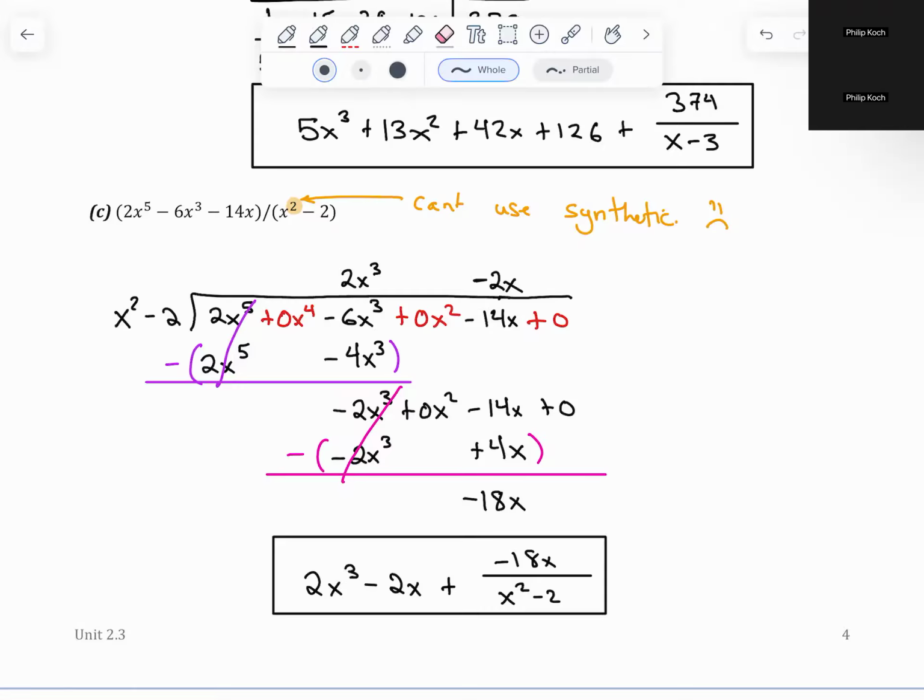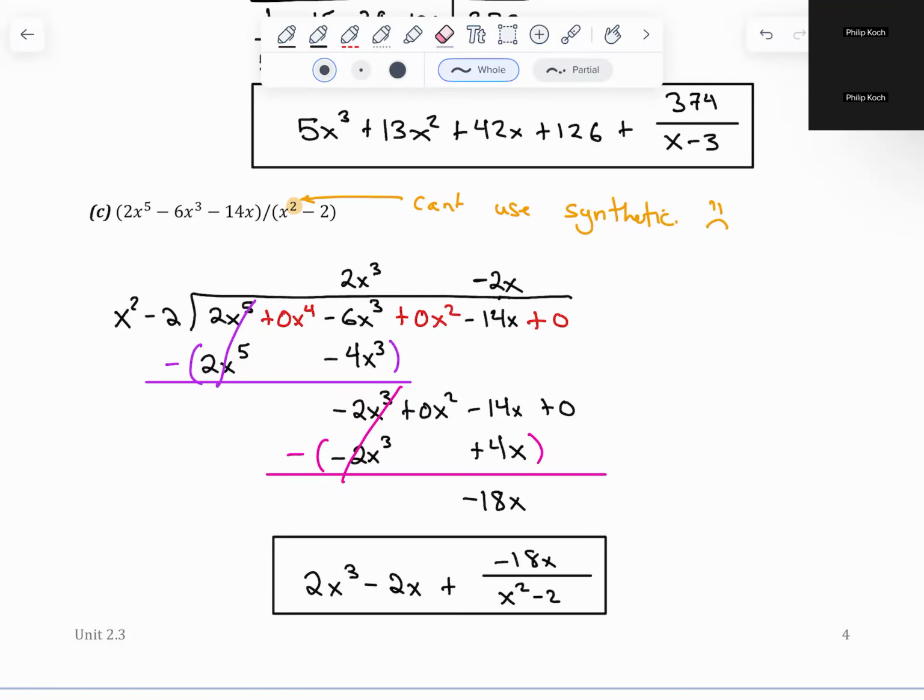Okay, so to go through it, how many times does x squared go into 2x to the fifth? It goes into it 2x cubed times. Multiply 2x cubed into x squared minus 2. You get 2x to the fifth minus 4x cubed. Luckily, there was no x to the fourth term that came out of that, so when we subtract it, the x to the fourth just goes away.